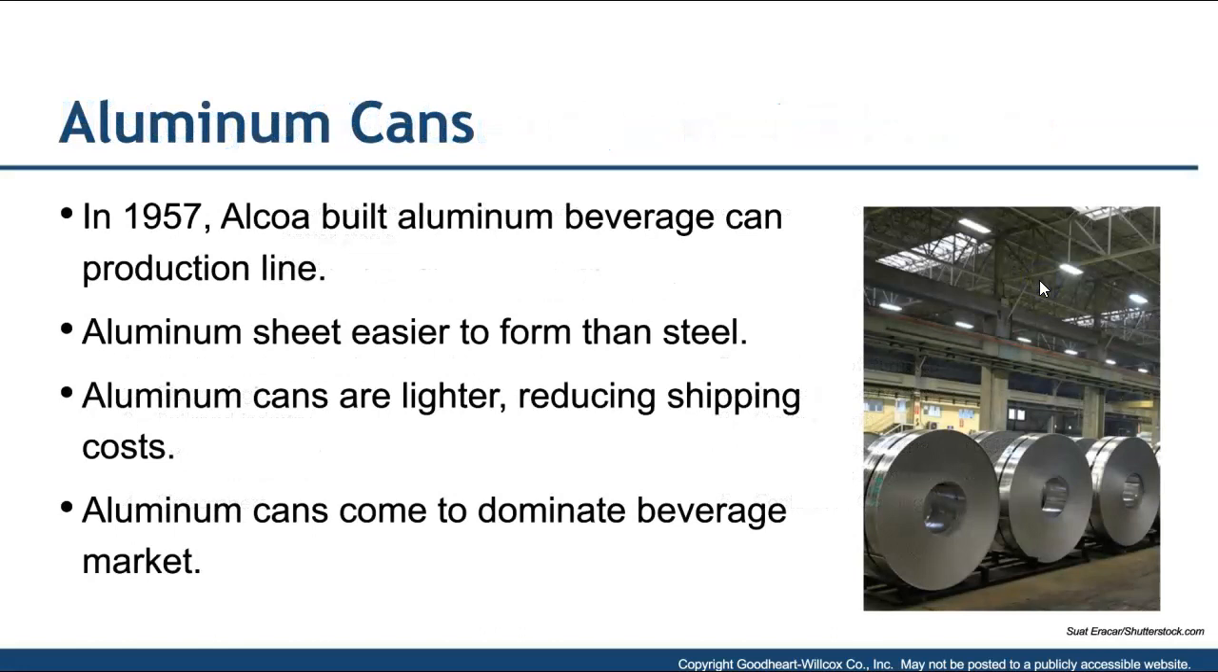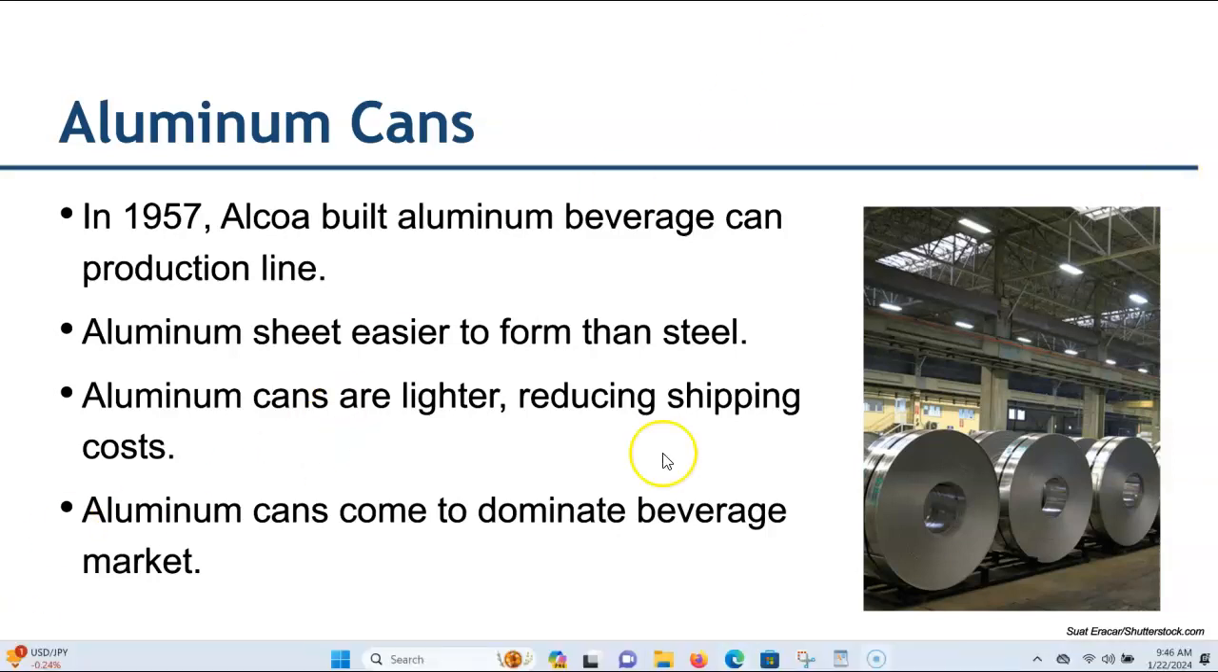In 1957, Alcoa built the first aluminum beverage can production line. And of course, we started to use aluminum sheet, which was easier to form than steel. Those of us that are old enough to remember tin cans, so beverage cans back in the 1970s, when I was younger, used to be made out of tin. And of course, the canning industry as a whole, your green bean cans, a lot of these cans were made from actual steel.